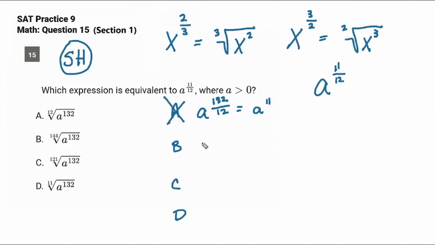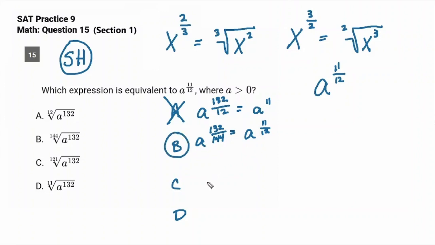Let's try B. A to the what? What goes on top? 132. And what goes on bottom? 144. I want to point something out to you here. Up here, the top number is smaller, the bottom number is bigger. We're golden. You just did this. You know that 132 divided by 12 is 11. You can do it on your calculator if you're not sure. And you know, or you should know, that 144 divided by 12 is 12. So that's a to the 11/12. So you're done.